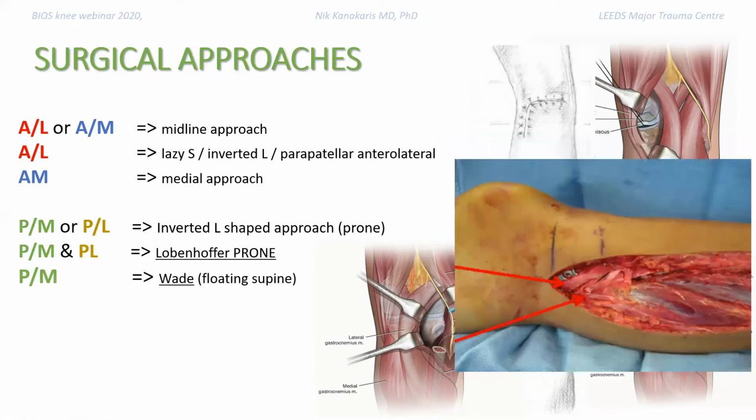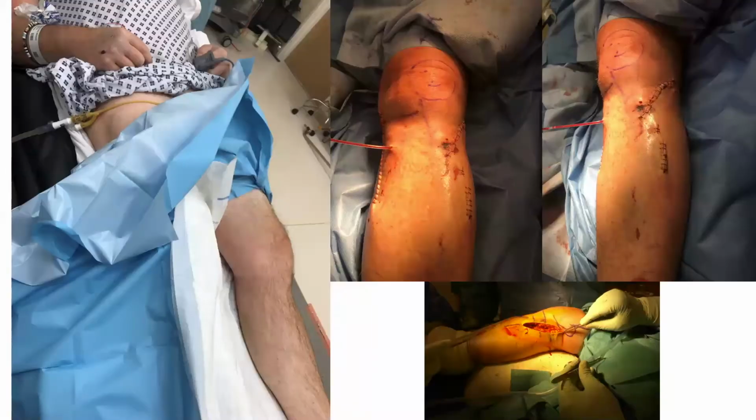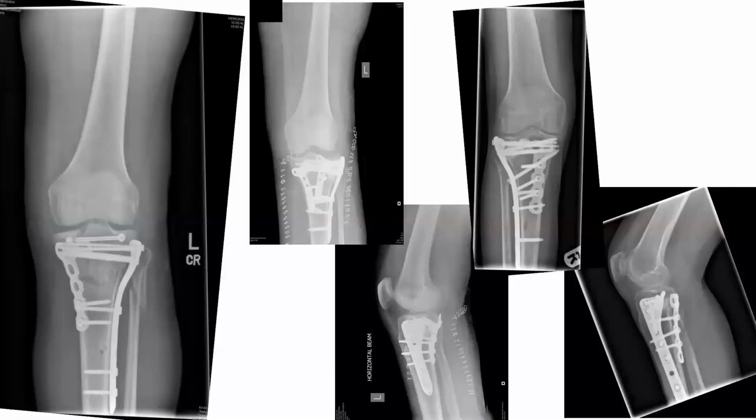Or what I prefer in less complex cases, the modified approach in a floating supine position. You can have a posteromedial and anterolateral approach at the same setup. Pure posterior approaches, Carlson or Frosch approaches, I will show you the Frosch, which I believe is quite useful. This is an example. First, a posteromedial approach in a floating supine position, 2 incisions, and these are some cases managed in that fashion.